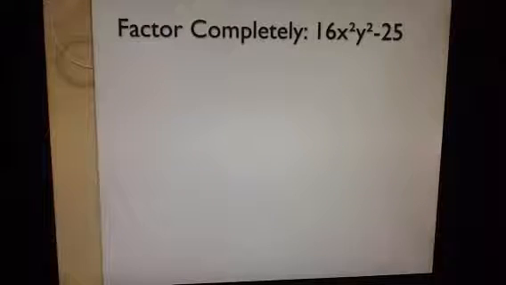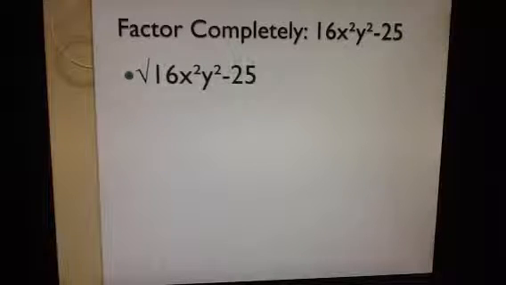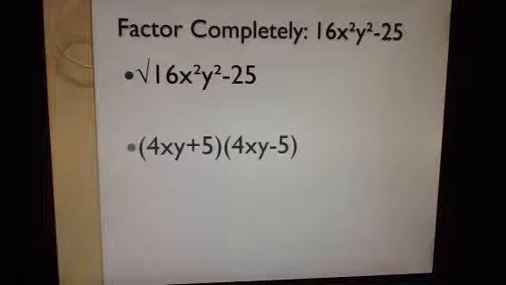Our first problem is 16x squared y squared minus 25. The way to go about this problem is to first look at the problem and see that every term in this problem can be taken the square root of. So you set the entire equation under a square root, and you do the square root of 16, which is 4, and the square root of x squared and y squared, which is xy, and the square root of 25, which is 5. And you get 4xy plus 5 times the quantity 4xy minus 5.